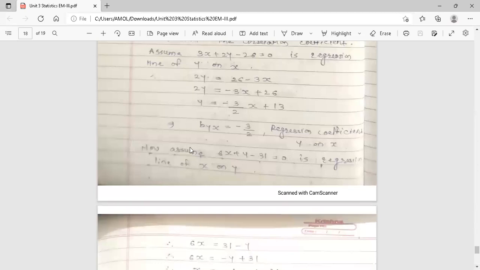Now, assume the second equation, 6x + y - 31 = 0, is the regression line of x on y. This is also our assumption. Now, we are assuming that it is the regression line of x on y, so you find the value of x.